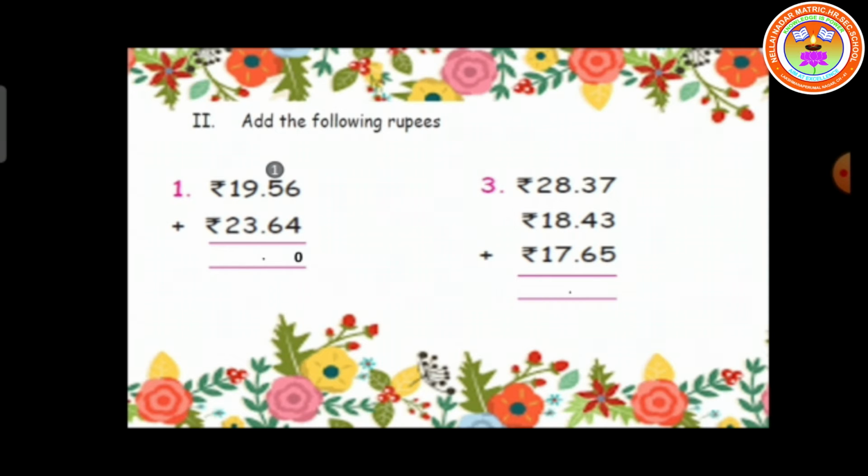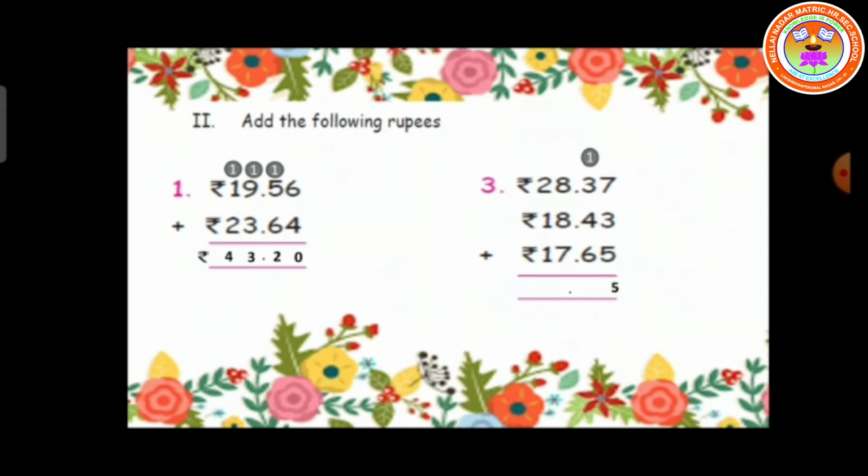Now 5 plus 1 is 6. 6 plus 6 is 12. So 2 in the down and 1 in the carryover. 9 plus 1, 10. 10 plus 3 is 13. Again 3 in the down and 1 in the carryover. 1 plus 1 is 2. 2 plus 2 is 4. So what will be the answer? 43 rupees 20 paise. Then next problem, like with the 3 digit, just add on the paise.